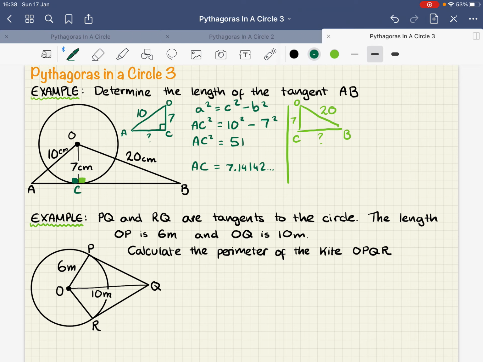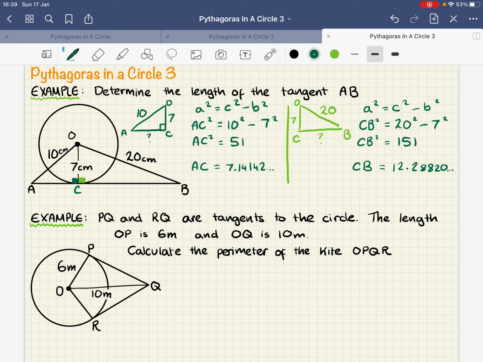So again, it's my shorter side, so I'm using the a squared equals c squared minus b squared. So CB squared equals 20 squared minus 7 squared. So that is going to be 151. And then square rooting that then. So my CB, the square root of 151 comes out as 12.28820 and so forth.